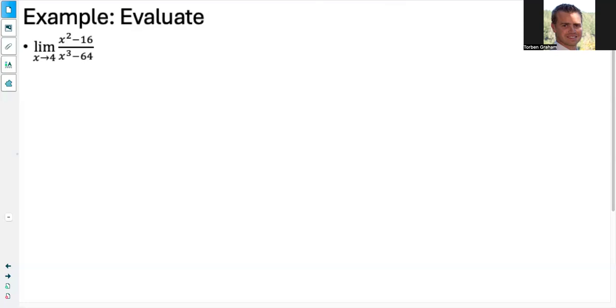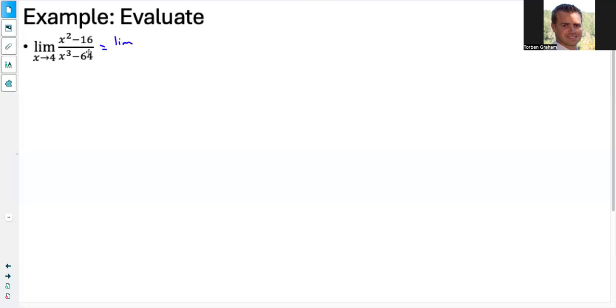So for example, we want to evaluate the limit of x squared minus 16 over x cubed minus 64 as x approaches 4. Now, what you'll notice is when you substitute 4 into our numerator, that's going to give us 16 minus 16, which is 0. When we substitute 4 into our denominator, that's going to give us 64 minus 64, which is 0. So that's this case of 0 divided by 0. So first thing I want to do is factor this.